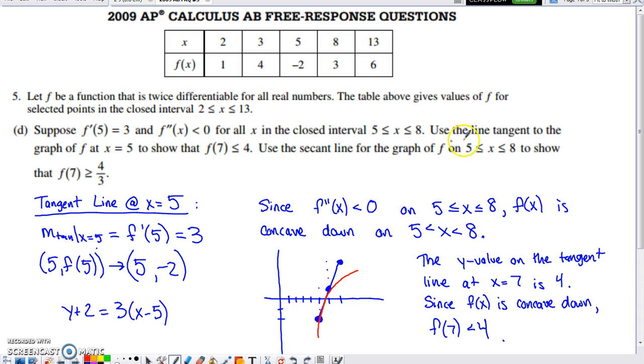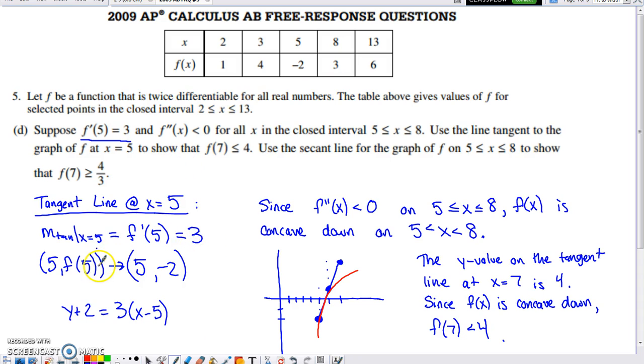And so I saw, line tangent to the graph of f at 5, and that triggers for me, hey, I need to know the equation of my tangent line at the x of 5. So I need to know the slope of the tangent line at 5. That's going to be coming from f prime of 5. They don't even make us work for that. They give that to us. f prime of 5 is 3.